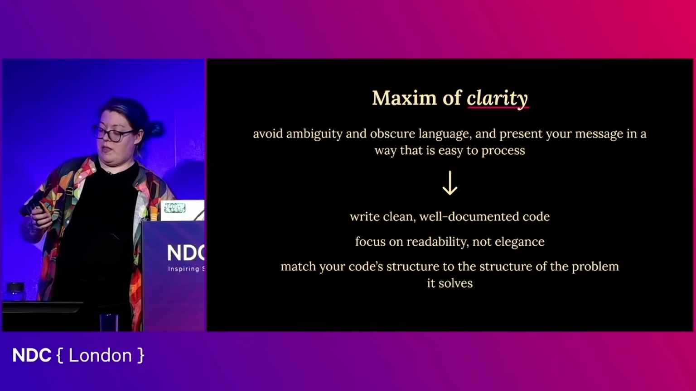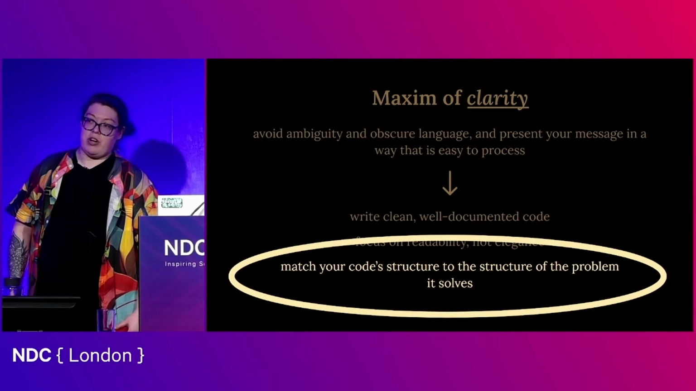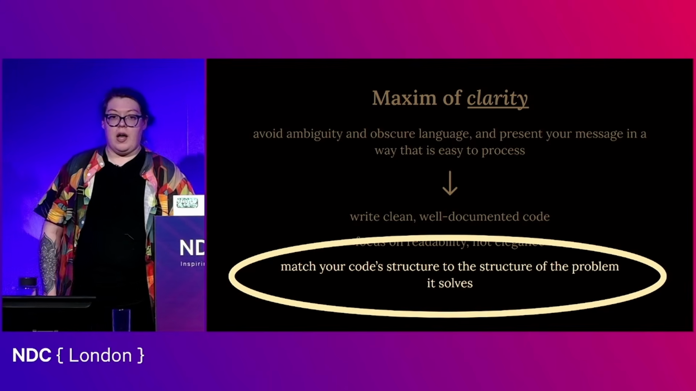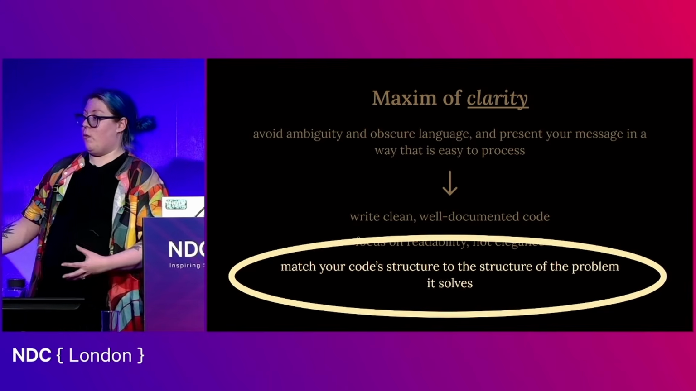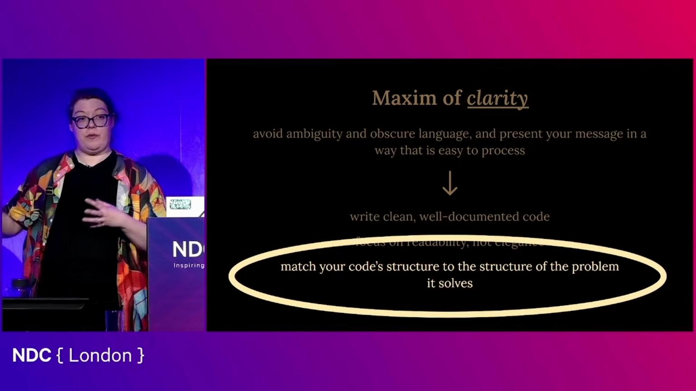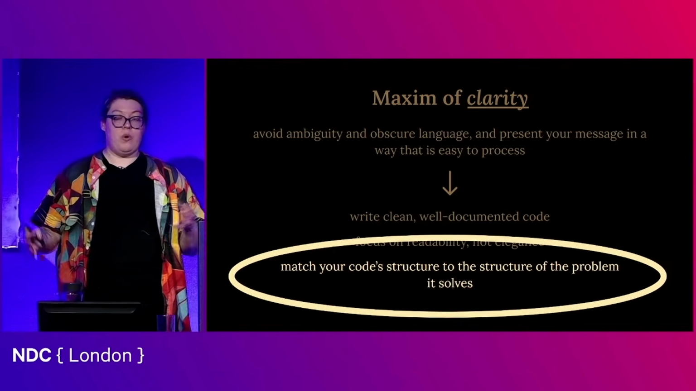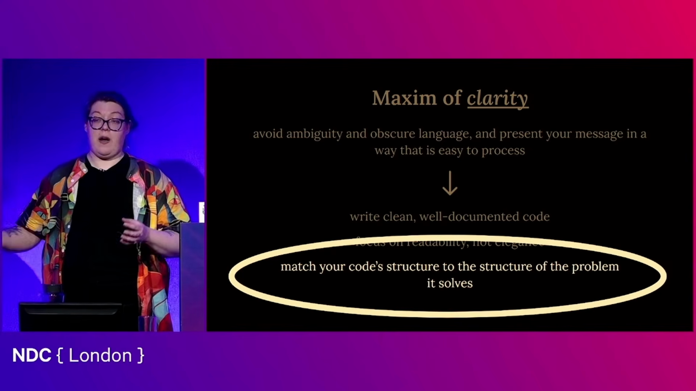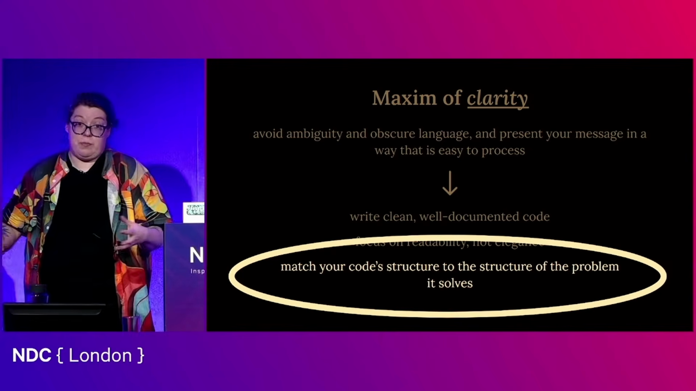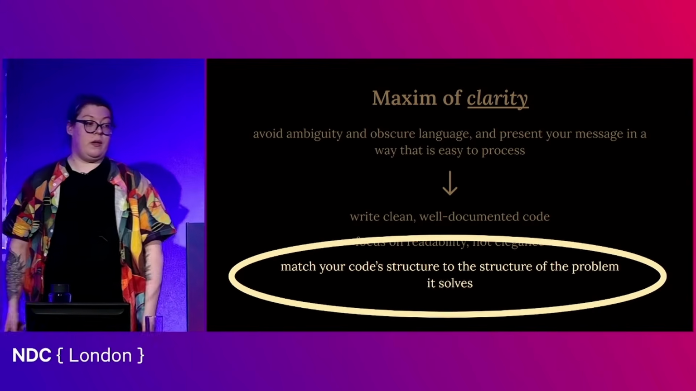But the last bit is the bit that I think is really interesting. Matching your code structure to the structure of the problem it solves. This helps your code be more clear. If you understand your business problem and you are phrasing things in the language of your business problem, the problem that you're actually trying to solve, your code is going to be easier to understand for other people who share that context, which should be all the people in your organization that you're working together with to build software.